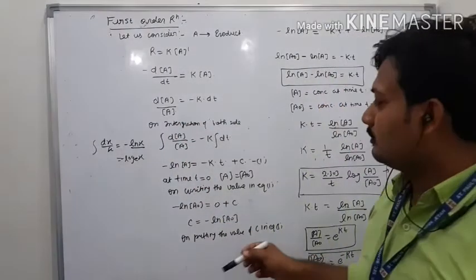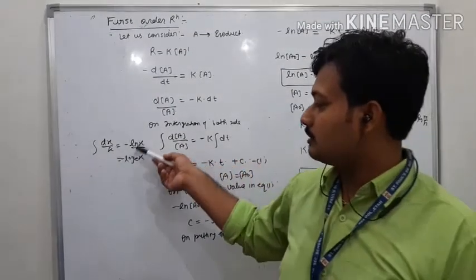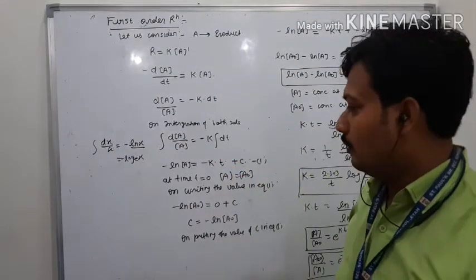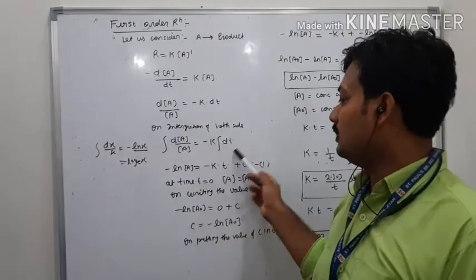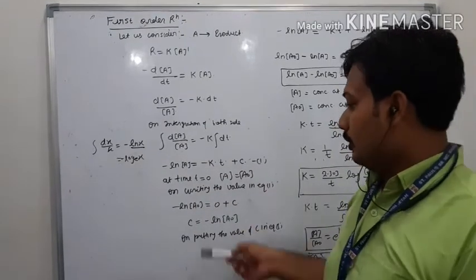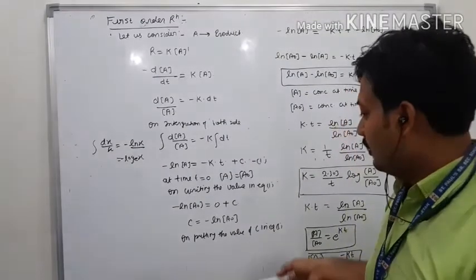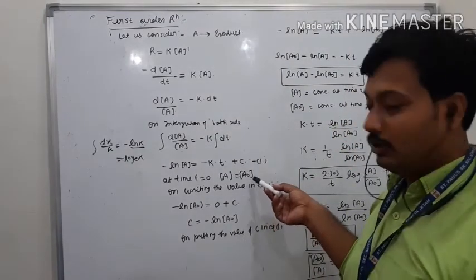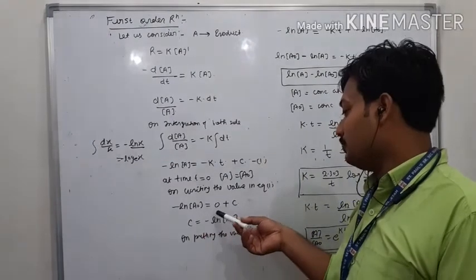On integration of both sides, we know the integral of dx upon x is equal to ln x, the log to the base e. Students, here we get minus ln A is equal to minus kt plus c. Students, at time t equal to 0, A is equal to A naught. So here I will put the value of A naught in equation first. We will get minus ln A naught is equal to 0 plus c.